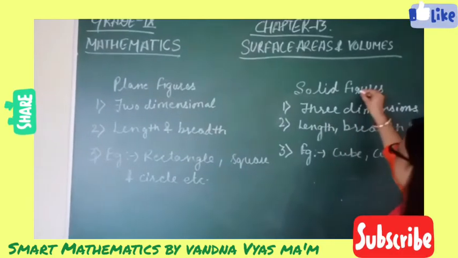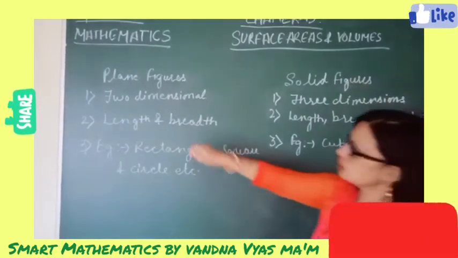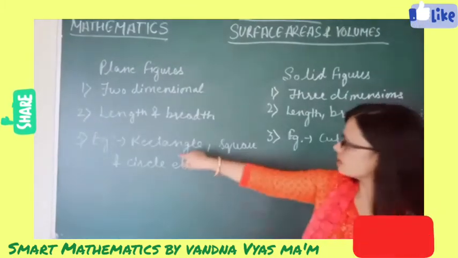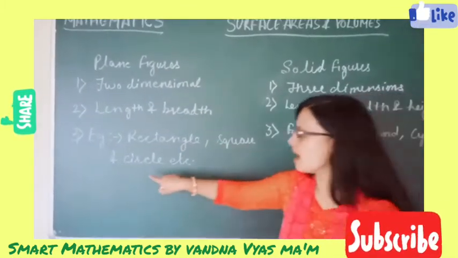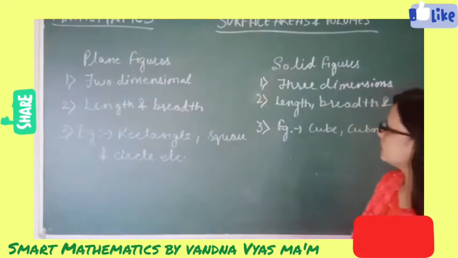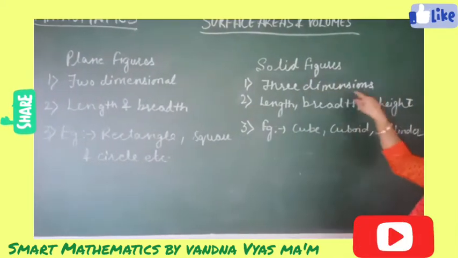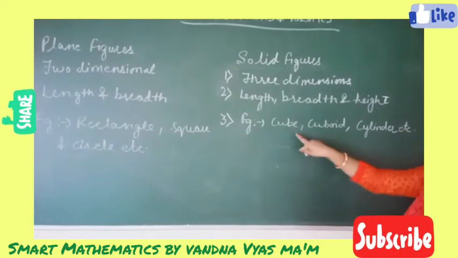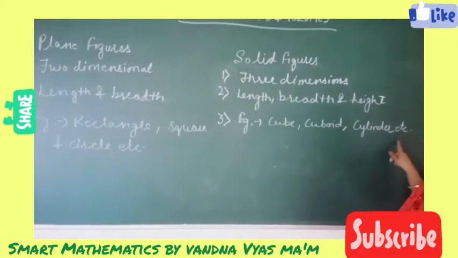What are the plane figures? The figures having two dimensions, length and breadth. Examples are rectangles, squares and circles, etc. On the other hand, solid figures are three-dimensional, having length, breadth and height. Examples are cube, cuboid, cylinders, etc.